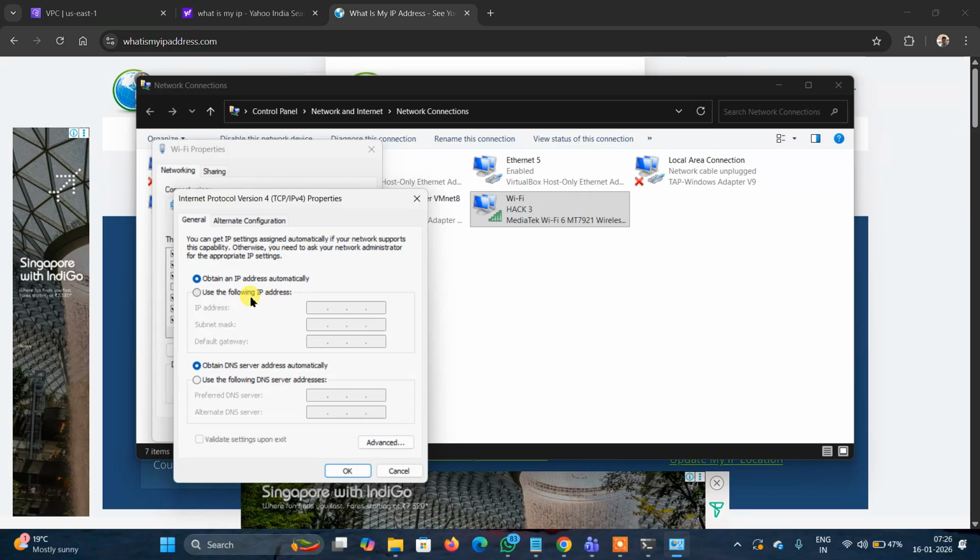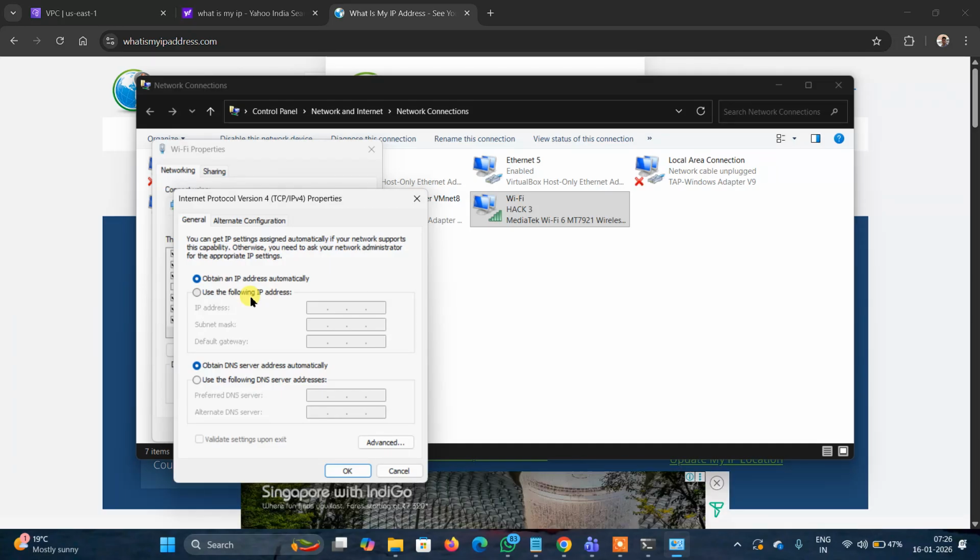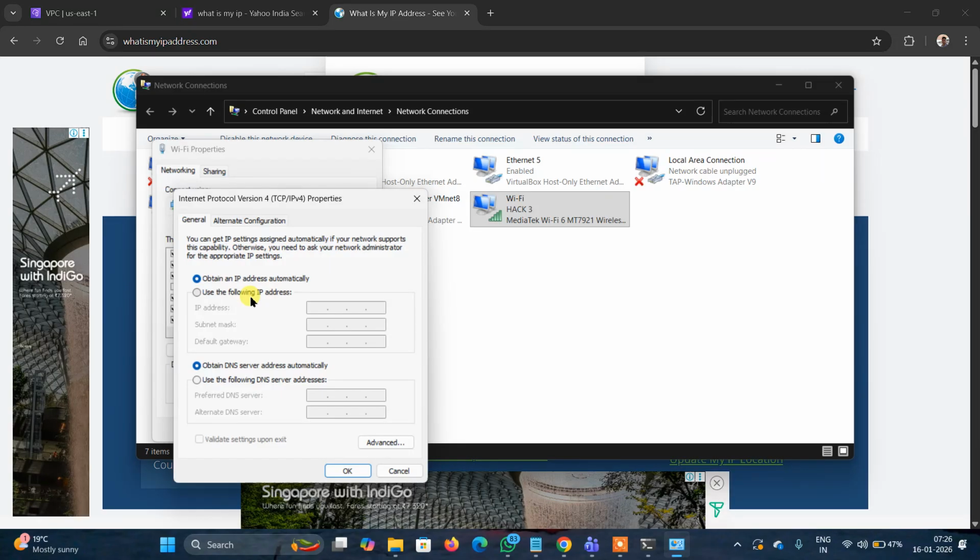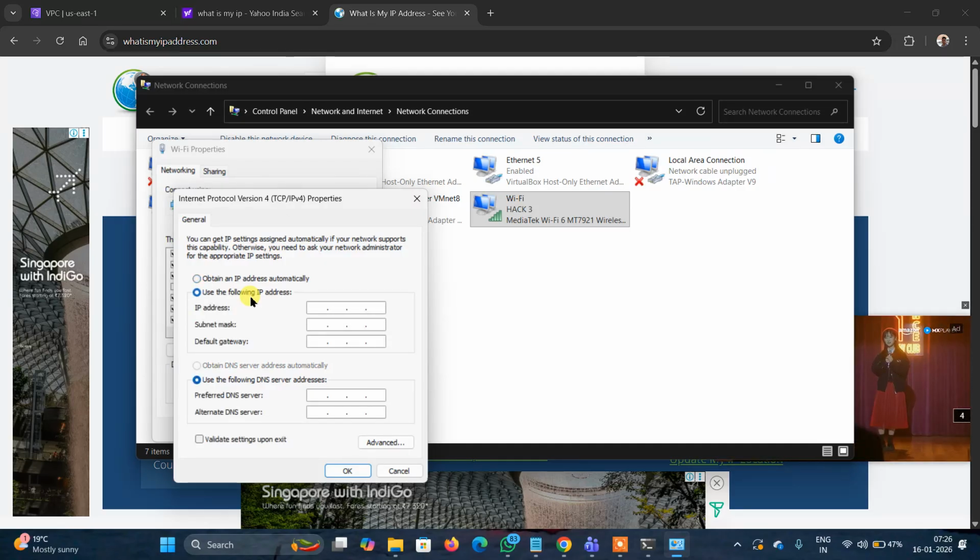You can obtain the IP address for your machine dynamically from the router, or you can assign it yourself in the range. Exactly. We will manually assign it. Understand?